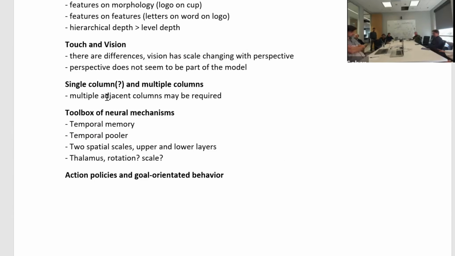Touch and vision. I mentioned earlier, there are differences. I've always pretended there aren't. It works in both cases, but it's not really true. Vision has a scale that changes with perspective, and that doesn't happen with touch. So that's a difference, and there are going to be neural mechanisms that deal with that difference. When you touch something, you know exactly where your finger is. But the thing you're touching doesn't change in scale based on how far away you move. So you know the depth, but you don't have to infer that from scale.